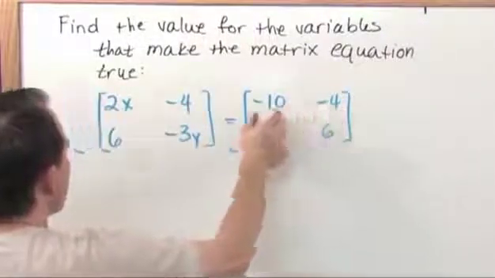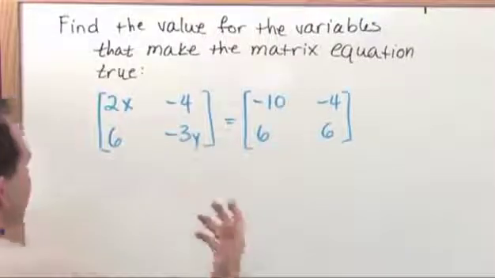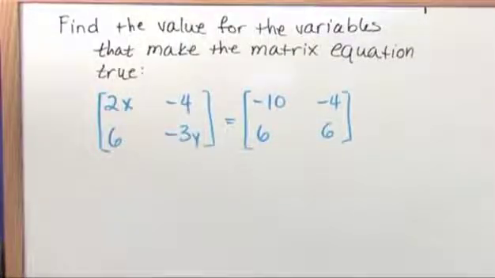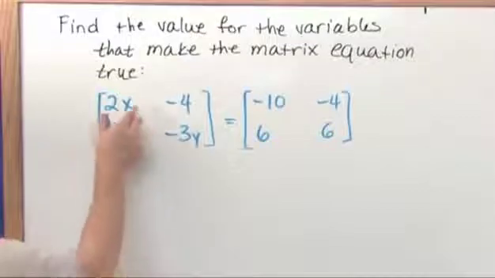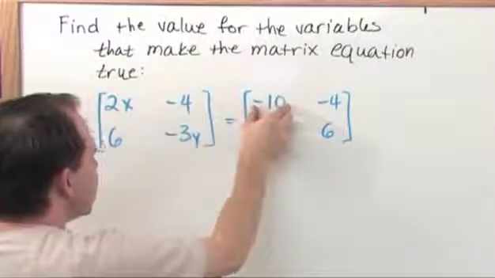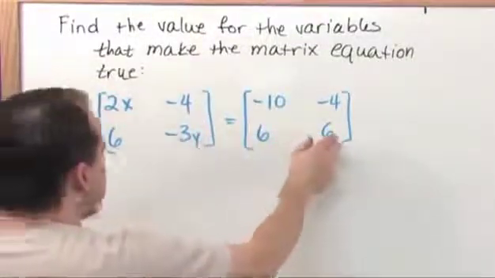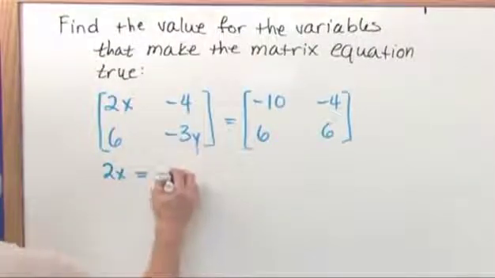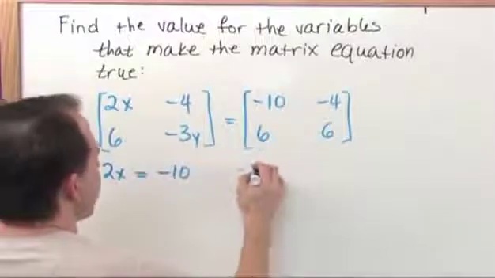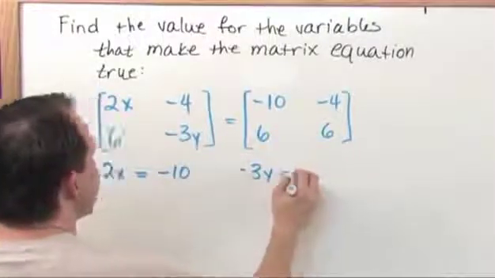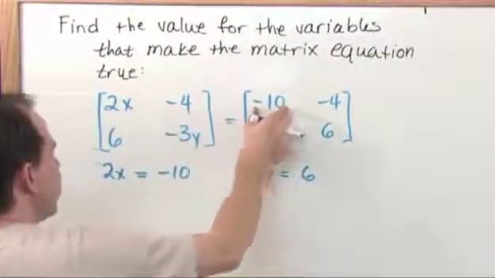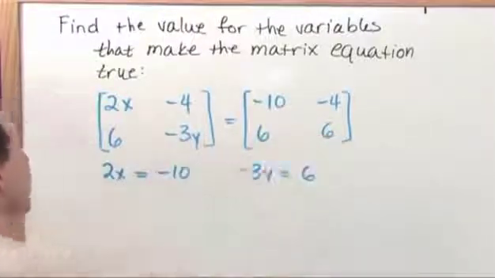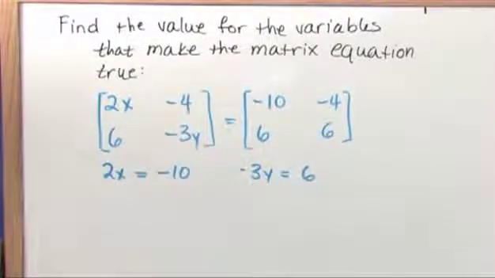-4 is equal to -4. 6 is equal to 6. So you see, the only way these two things can actually be equivalent matrices is if this element is equal to -10 and if this element is equal to -10. So all you have to write down is 2x is equal to -10, and also -3y must be equal to 6. This element must be equal to this element. If that is true, then these two matrices really are equal to each other, which we're claiming that they are. So now you just solve for x.